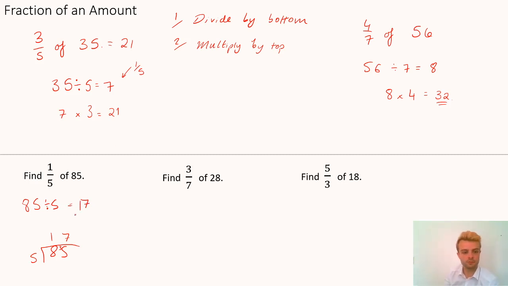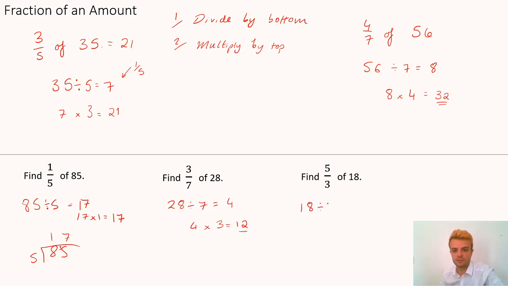And then step 2, where we multiply by the top of the fraction, take that 17 and times it by 1, which is the top of the fraction. So the answer is just 17. The second question, 3/7 of 28, we take our 28 and divide by the bottom of the fraction, which is 4, take that times by the top of the fraction, which is 3, so the answer is 12. And finally, this last one, we take our 18, we divide by the bottom of the fraction, which is 3, giving our answer 6. We then take that number and multiply it by the top of the fraction, which gives us 30.